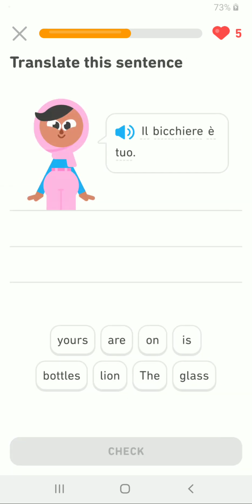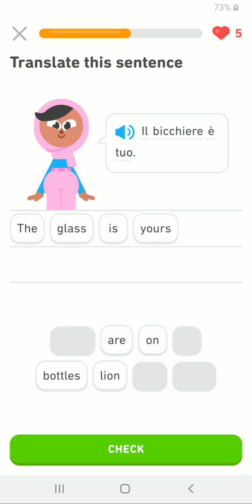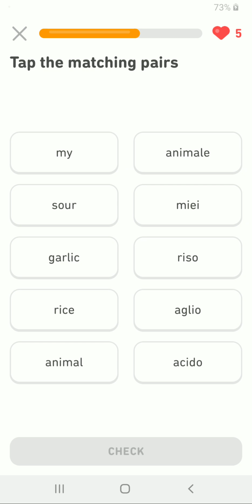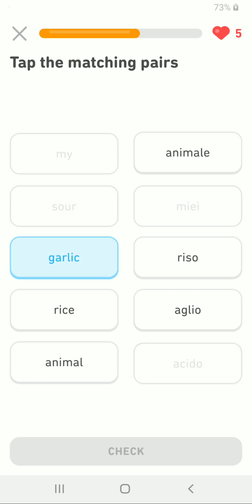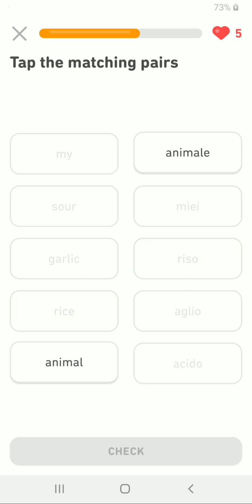Il bicchiere è tuo. Il bicchiere, it's glass, so the glass is yours, right? So bicchiere, we remember that word. Miei, it's mine, masculine plural. And sour, it's acido. So acidic. And garlic, it's aglio. Riso. Not rizzo, but riso.